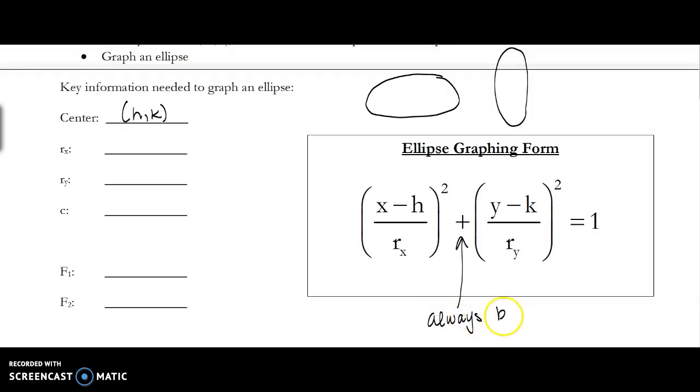So it will always be addition. There will never be a subtraction symbol in front of either one of these parentheses. Okay? And it's always equal to 1. So if you look and you say, okay, I have only addition and equal to 1, then this has to be an ellipse.